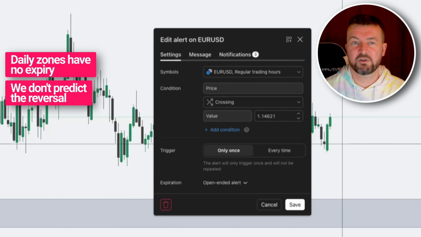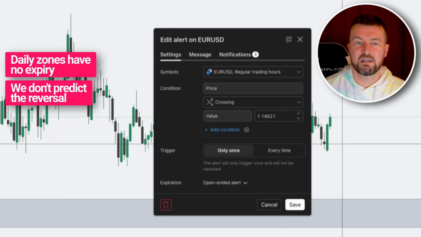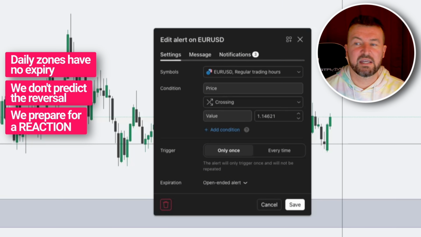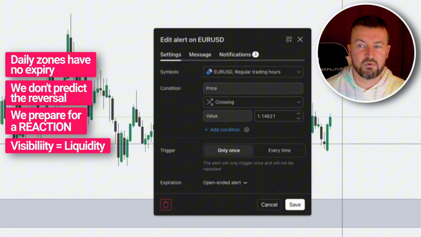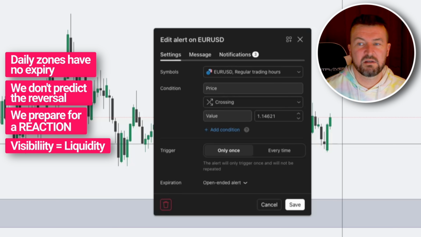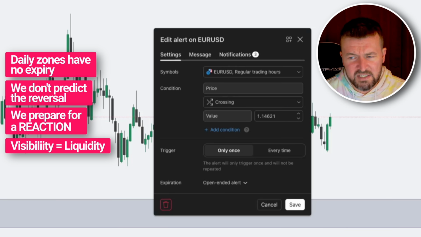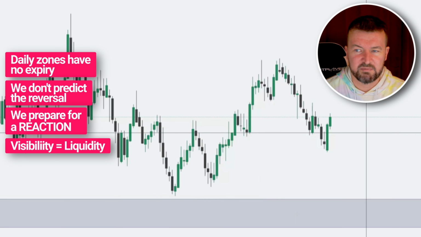Okay, it doesn't mean that you're going to get a reversal and start shooting off in the other direction with no end in sight. It just means that you're most likely going to get a reaction. And the reason behind that is other people are aware that it's there. So if somebody else can see it on the chart and you can see it on the chart, there's going to be a battle that can take place. That's the way that I see it. I set it as an open-ended alert as well, so there's no expiry date on that.